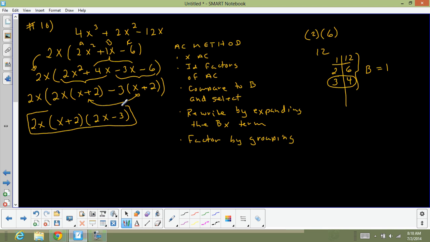There is no setting them equal to 0. This is not an equation. We're not looking for roots. We're not looking for an x equals answer. The mission here was only to factor the expression.